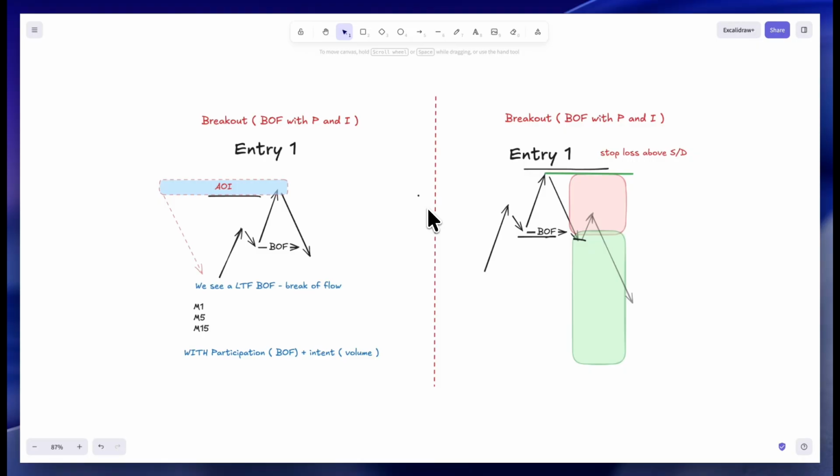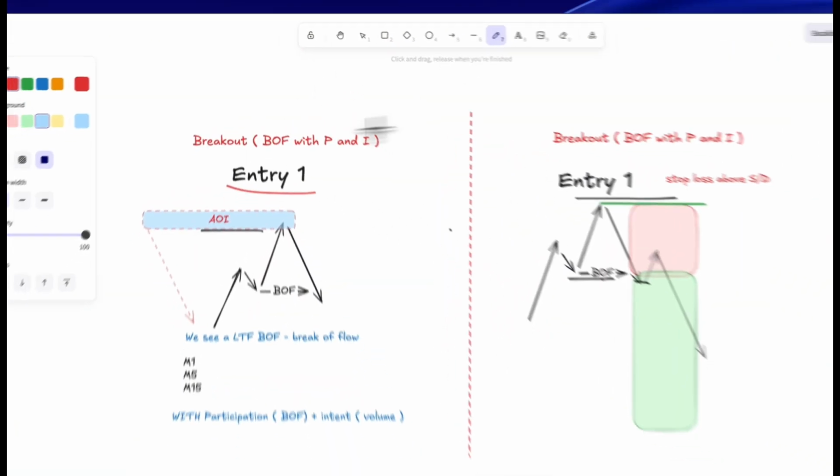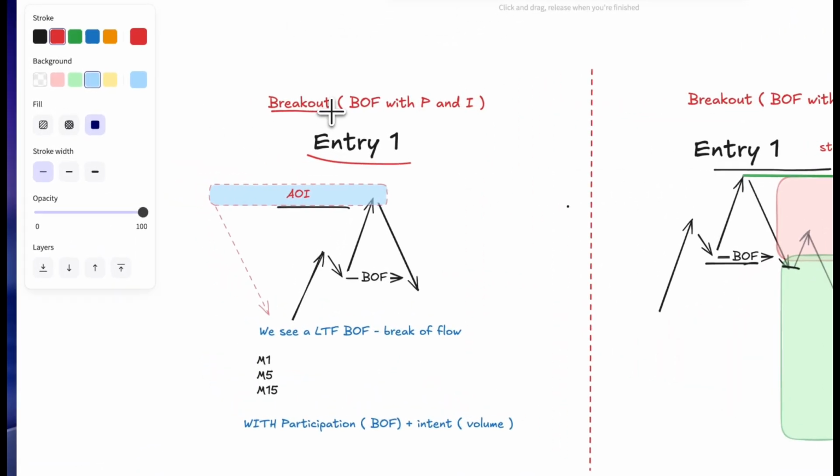All right, first things first, we're going to go over the theory, the concepts, and then I'm going to apply it to the charts right after. The first thing is entry one. So entry one is a breakout trade, okay?